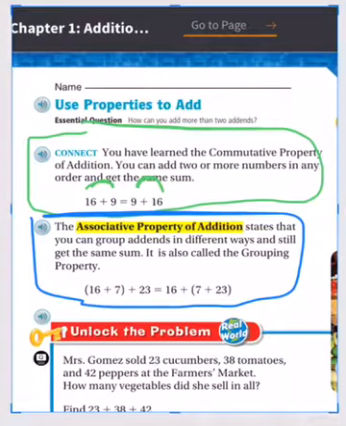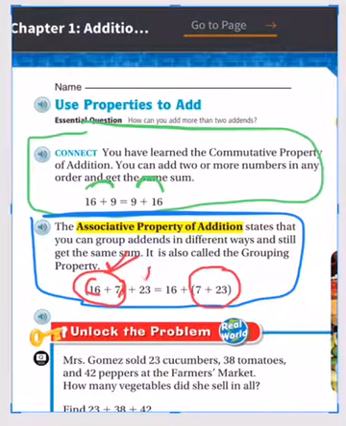So if we look, we can see they grouped 16 plus 7. The parentheses show us that they grouped that. Those parentheses right there. And on the other side, they grouped 7 plus 23. And they still add up and get the same answer, okay? So 16 plus 7 is 23, plus 23, that gets us 46. Over here, 7 plus 23 is 30, plus the 16, that is also 46.